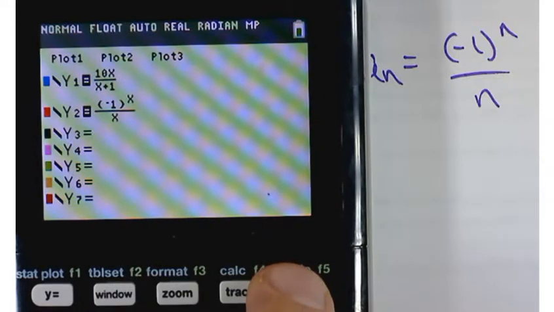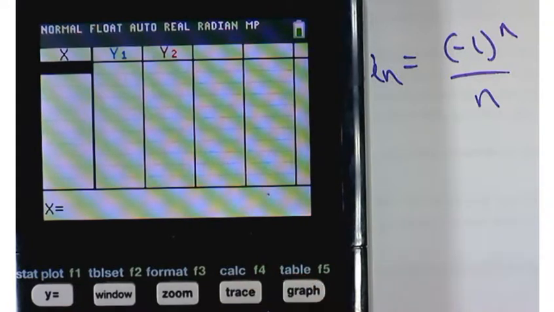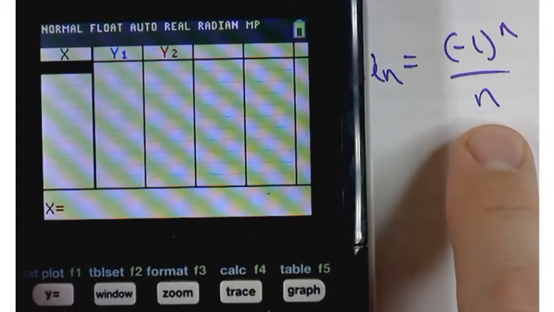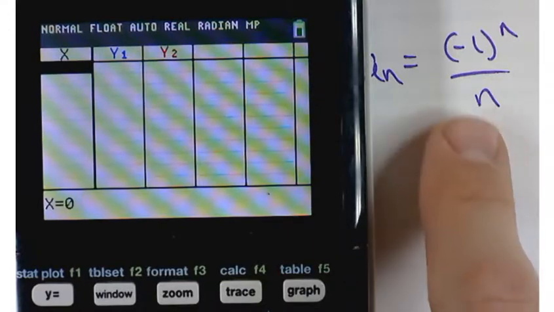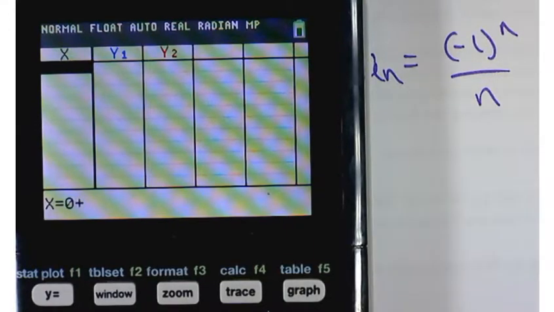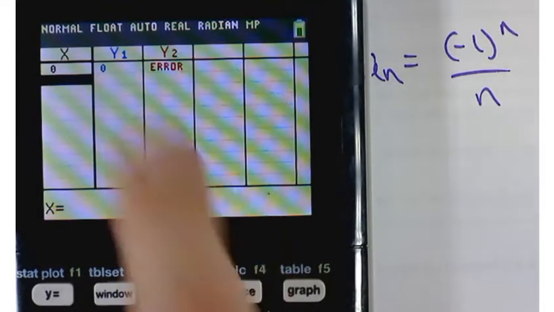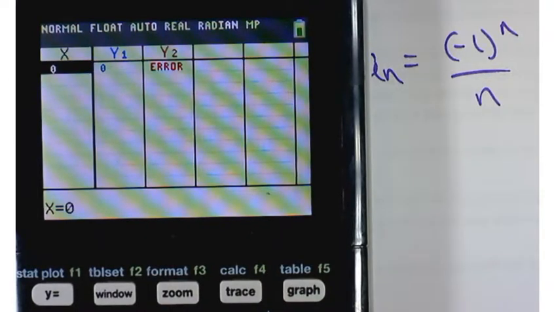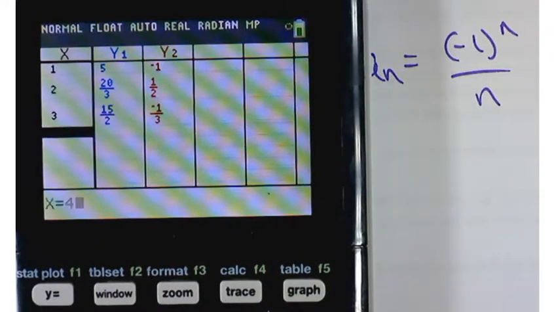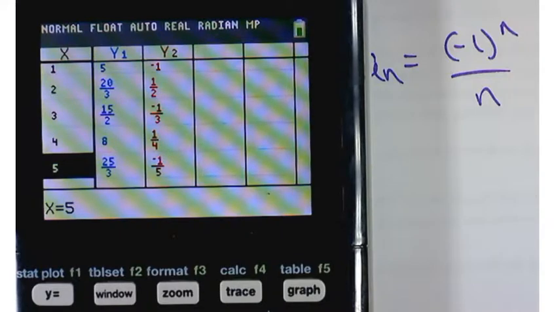So are we okay here? We've got the expressions entered? All right. Well, I better not start at 0 because that would be a problem over here, right? You can see that pretty quickly. It gives you an error. All right, so let me just type over that. 1, 2, 3, 4, 5. That should be pretty good.